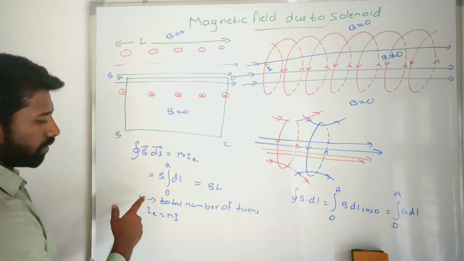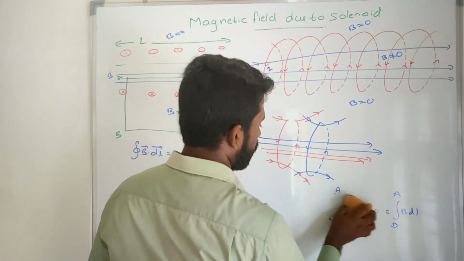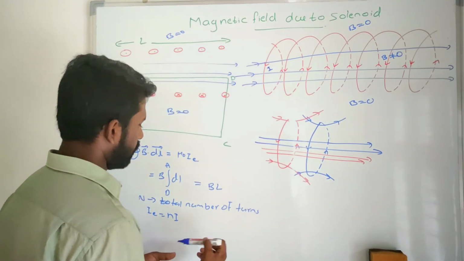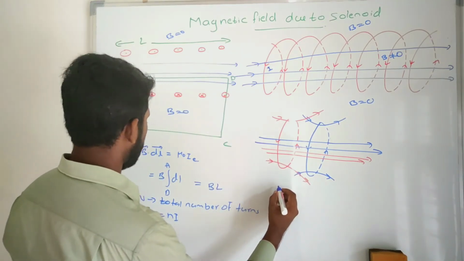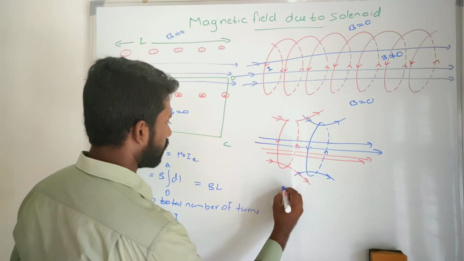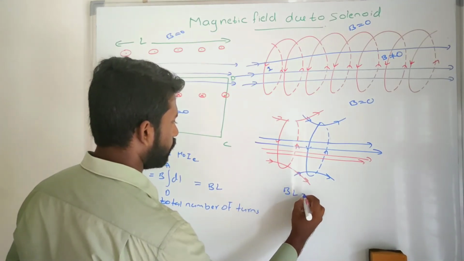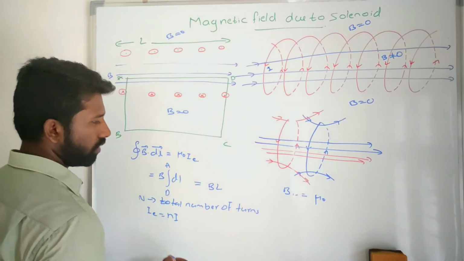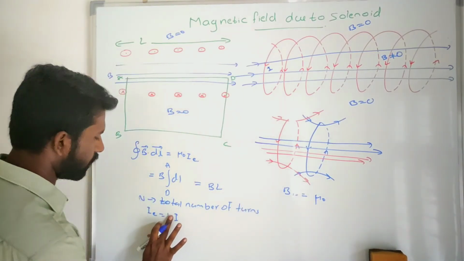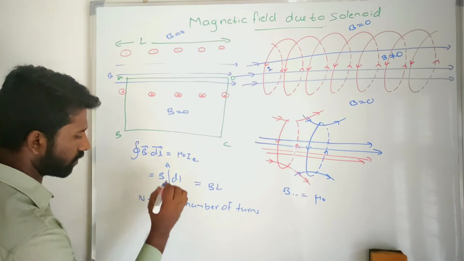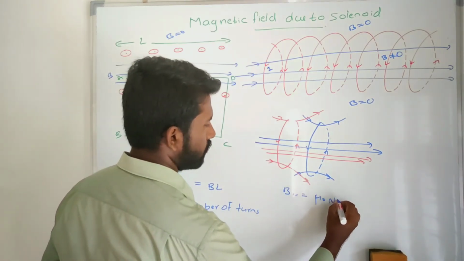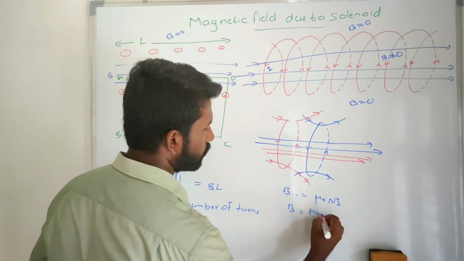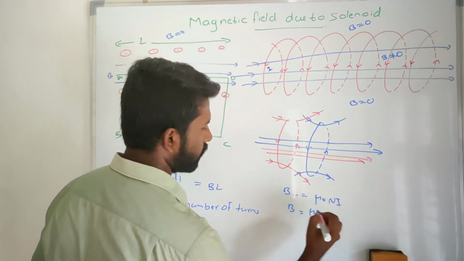Now we will apply Ampere's circuital law. What will you get? Integral B dot dl, that is BL, is equal to mu 0 into I enclosed. What is I enclosed? It is NI. Sorry, this is capital letter N, capital NI. Then what about B? B is equal to mu 0 N I divided by L.